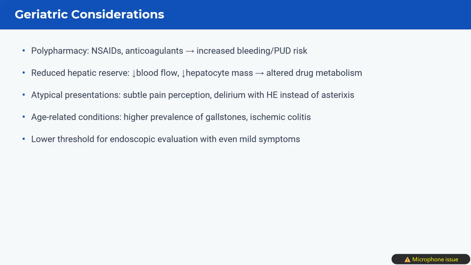NSAIDs can cause things like erosive gastritis, peptic ulcer disease, and renal hepatic cross toxicity. Also, anticoagulants increase the bleeding risk.